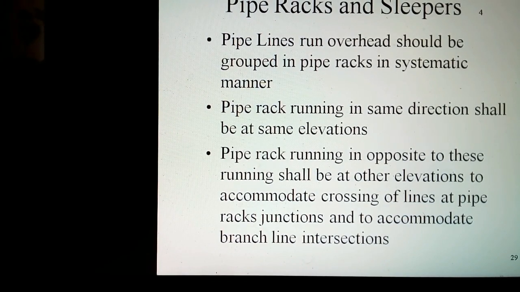Pipe racks and sweepers. Pipe lines run overhead should be grouped in pipe racks in a systematic manner. Pipe rack runs oriented in the same direction shall be at consistent elevations. Pipe rack runs oriented opposite to these runs shall be at other elevations to accommodate crossing of lines at pipe rack junctions and to accommodate branch line intersections.